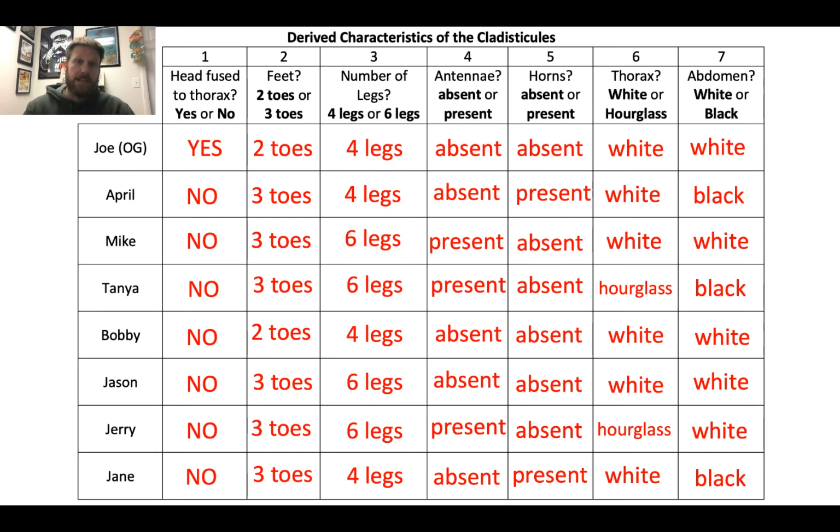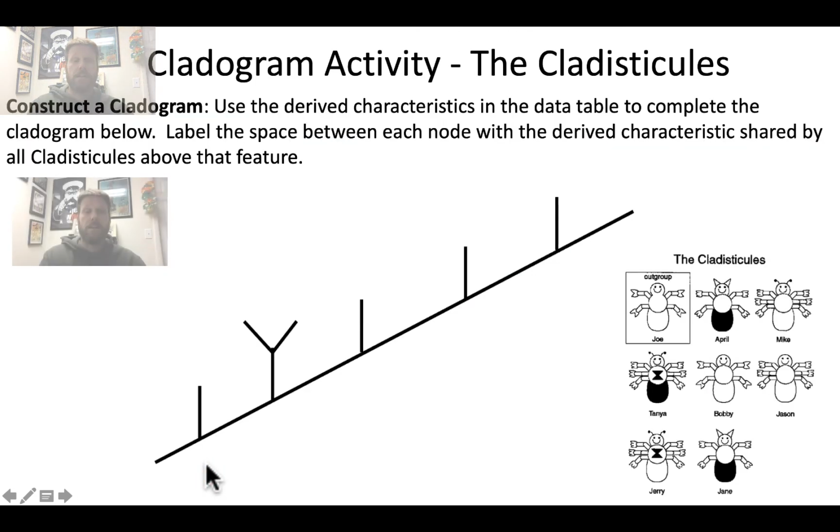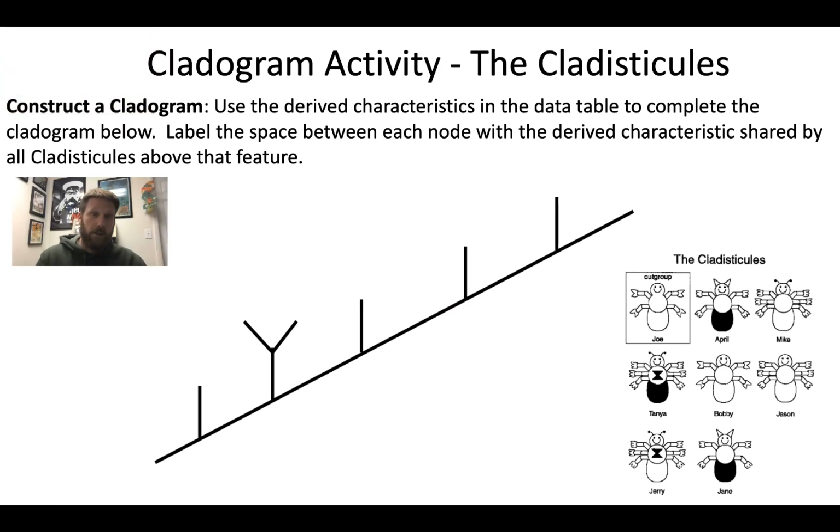Compare your data table to mine. Make sure we have the same characteristics for each of our cladisticules before we start to talk about our cladogram. Okay, now I will point out here before we get started with the cladogram that the only difference between Joe, the outgroup there, and the rest of the cladisticules is the fact that Joe has his head fused to his thorax. The rest of them do not. Let's keep that in mind as we start our cladogram.